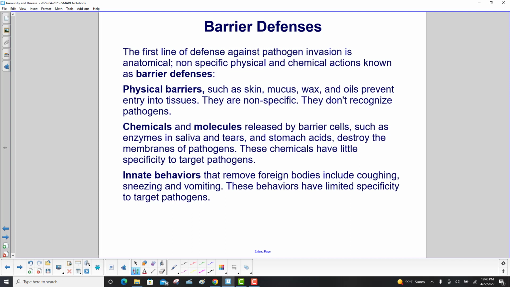We have chemicals and molecules being released by these barrier cells, such as enzymes in saliva and tears, and stomach acids. They destroy the membranes of pathogens. These chemicals have little specificity to target pathogens. Then we have innate behaviors that remove foreign bodies. That includes coughing, sneezing, and vomiting. These behaviors have limited specificity to target pathogens.